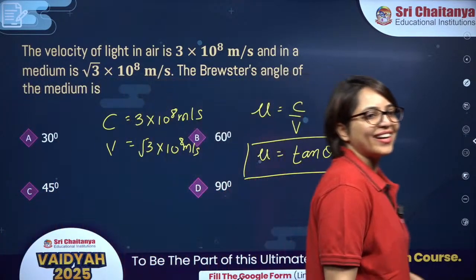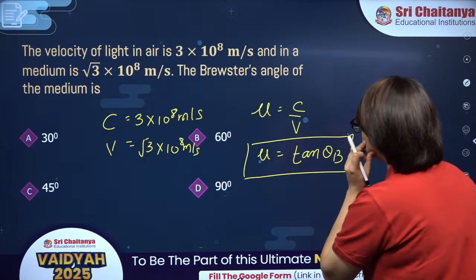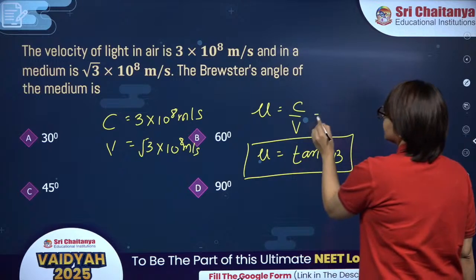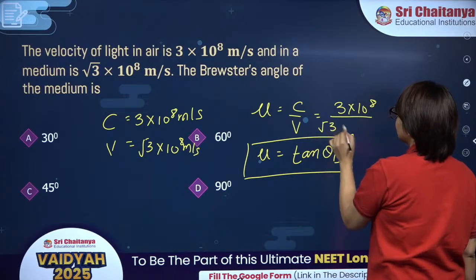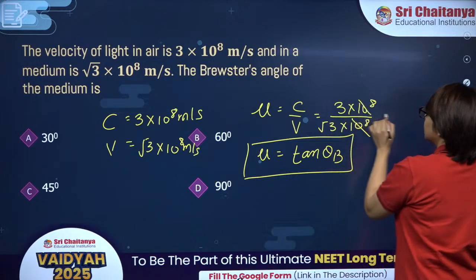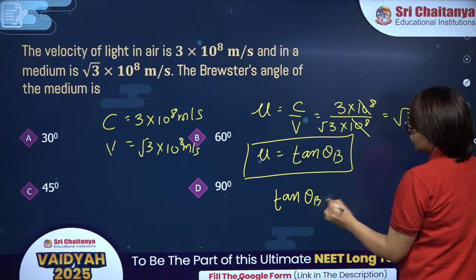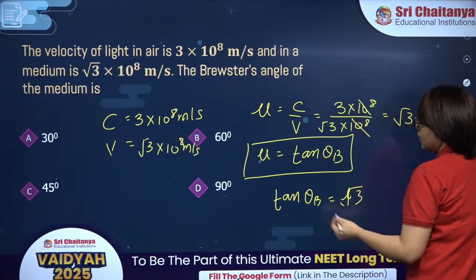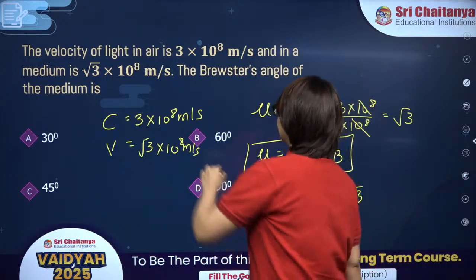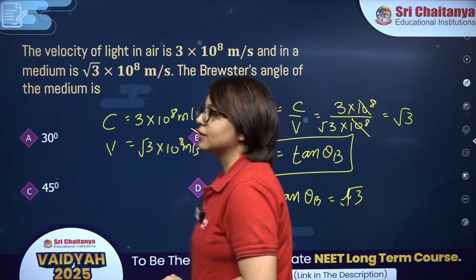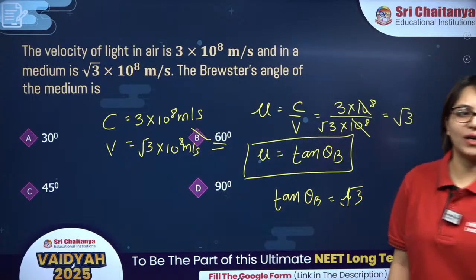Yeah, well done. Option D, option C, okay, I'm getting different answers over here. Mu is nothing but c by v. So it is 3 into 10 to the power 8 divided by root 3 times 10 to the power 8. So it will be root 3. Now tan of theta B should be root 3. Tan is equal to root 3 when the angle is 60 degrees, right? So the correct answer is option B. Well done, bachcho. Tan is 60 degrees. Yes, well done, beta.